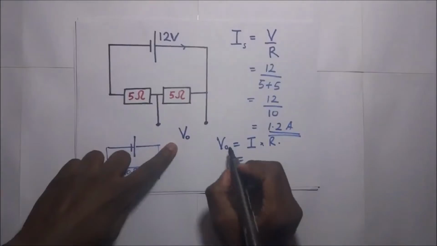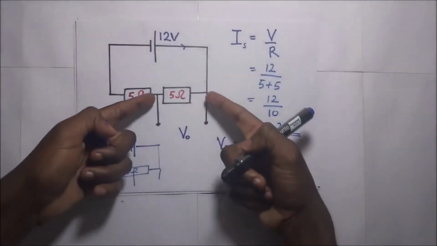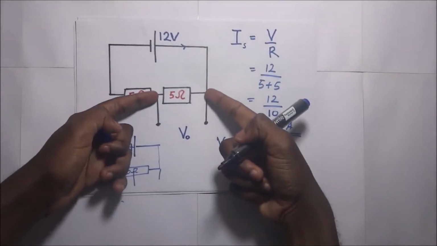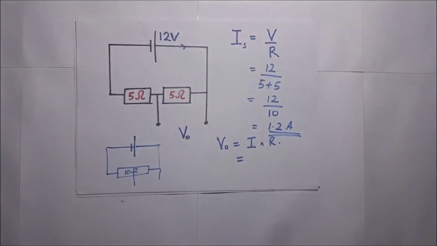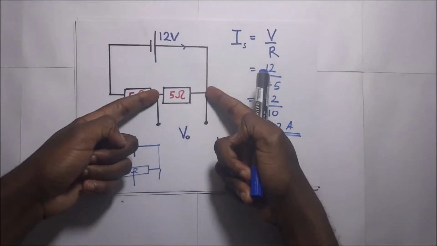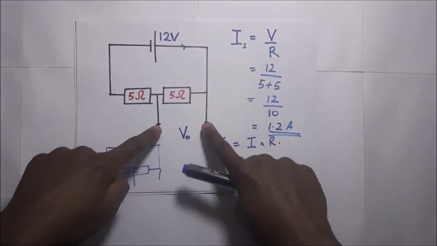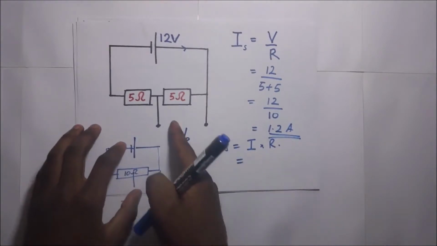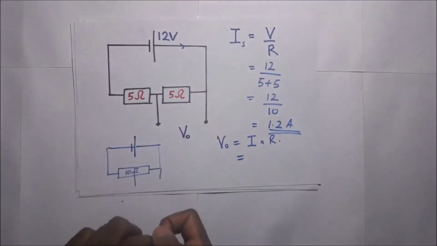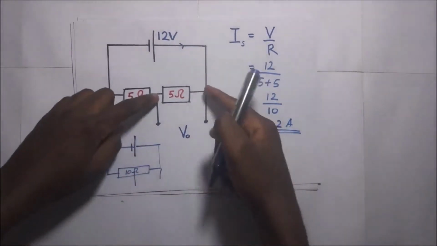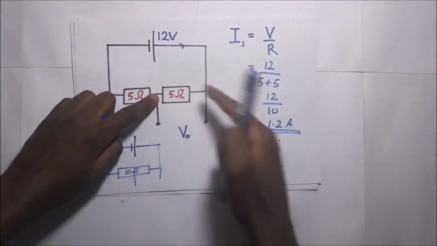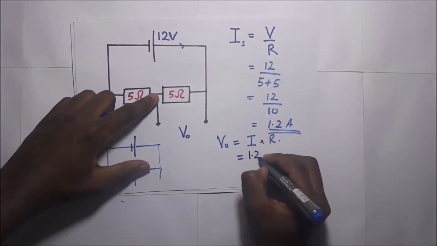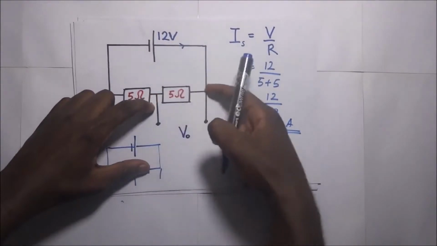And again, just like the way we did before, the output voltage in this case is going to be the current going through this 5 ohm resistor, since the potential difference across this 5 ohm resistor is the same as the potential difference across this output terminal. So the output voltage across this is going to be the current going through here, which so happens to be the source current, which is 1.2, multiplied by the resistance, which is 5.